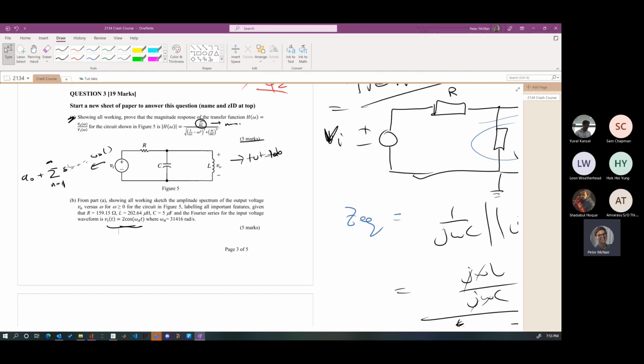So what we've got to do is look at this voltage waveform and break it up into a bunch of little cosines. And they're each going to be situated at an integer multiple of this omega A.